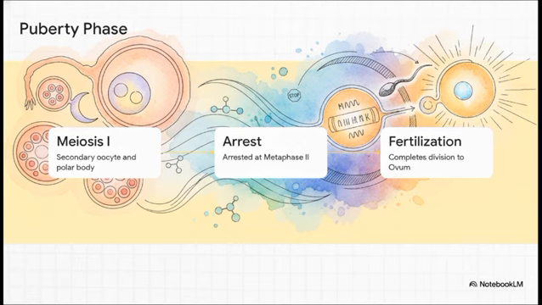Then the secondary oocyte starts meiosis II, but hits a second major roadblock. It gets arrested at metaphase II. This arrest is absolute. The only way meiosis II ever completes is if fertilization happens. Specifically, a sperm cell has to enter. Only then does it divide one last time to form the mature ovum and a second polar body.